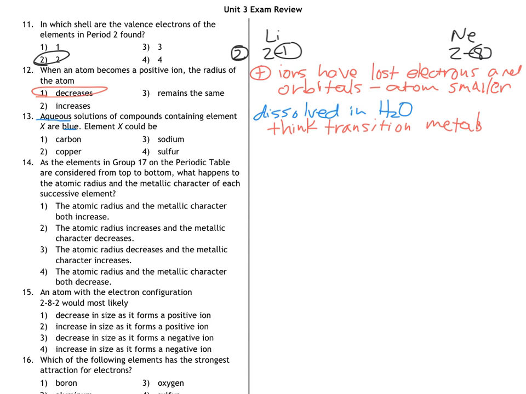And that means that the element that we're looking for is going to be copper, because of the 4 choices that you were given, copper is the only one that lies in the transition metal band.